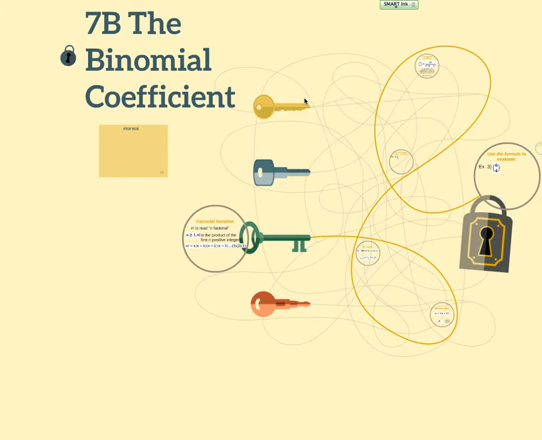Today we're going to talk about the binomial coefficient. Yesterday we talked about Pascal's triangle. And in Pascal's triangle, those numbers were the coefficients, right? Do you guys know what I'm talking about? So what we'll learn today is sort of a shortcut for how I can find that number.